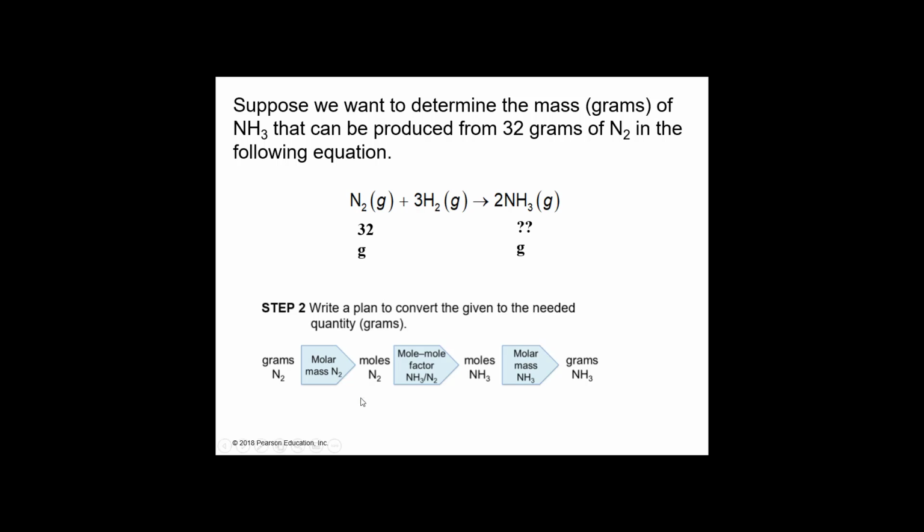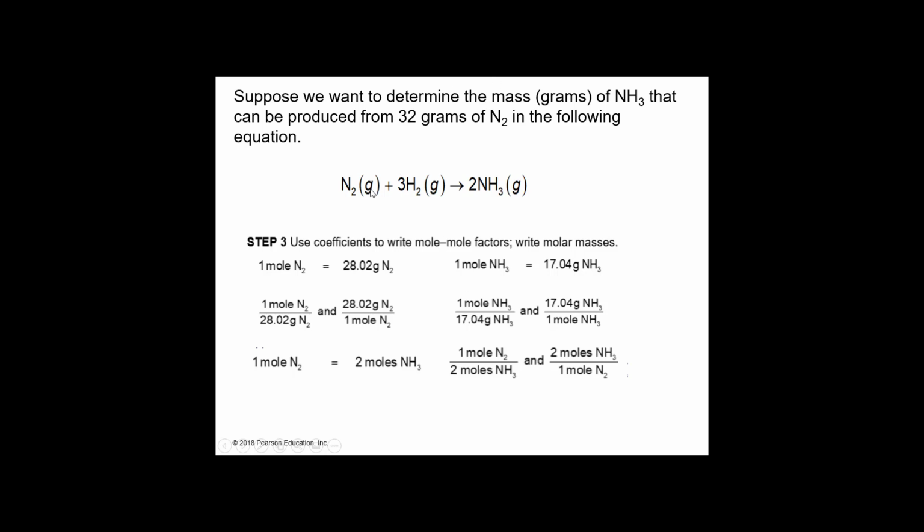Then we have our moles of nitrogen. We do the mole to mole ratio factor, which is 1 to 2. And then we get our moles of ammonia. And then we have our molar mass, which will cancel out the moles, leave us this time with grams, and we have our grams of ammonia. So remember, there are mole to mole factors. These are broken down so you can see. These are what we're going to use depending on how we need them.